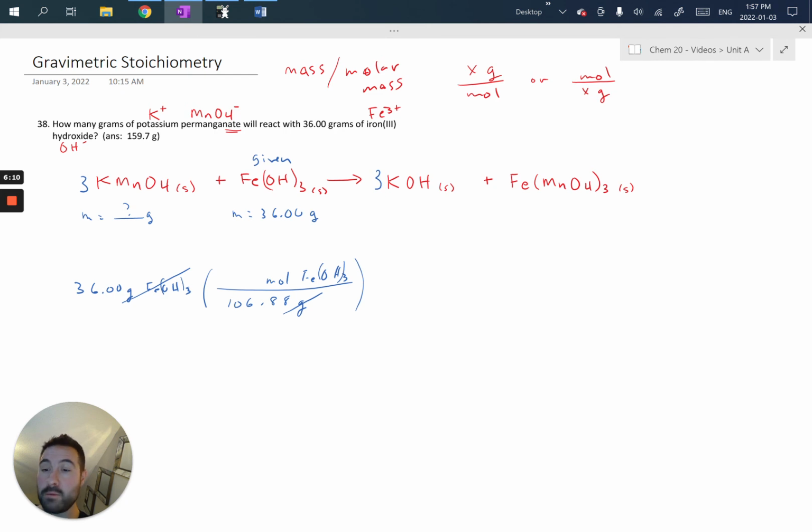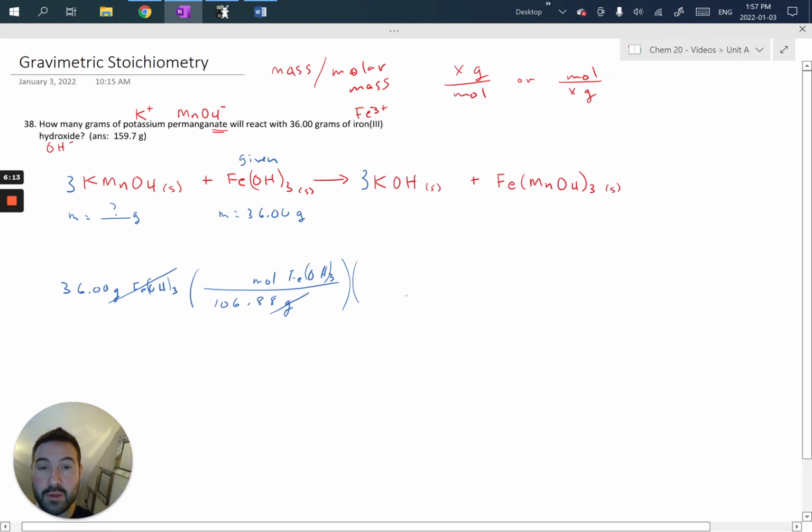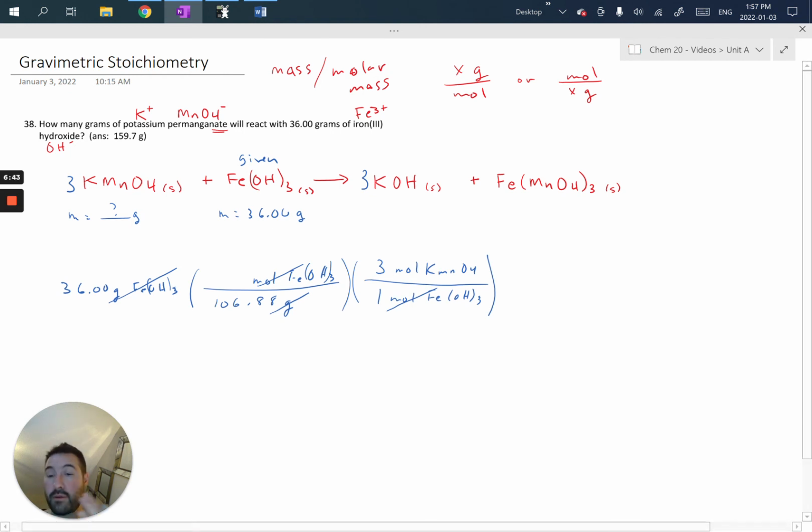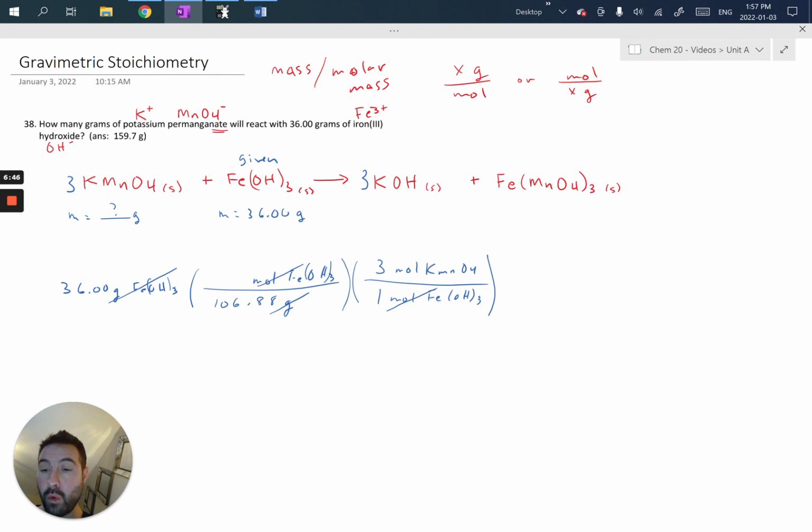Okay. Now we're going to do stoichiometry. We're going to use the balanced chemical equation and the coefficients in order to jump from one substance to another. So for my required chemical, there's 3 moles of KMnO4 for every 1 mole of my FeOH3. And so moles of FeOH3 are going to cancel, and now I've converted to moles of my required chemical, my potassium permanganate.